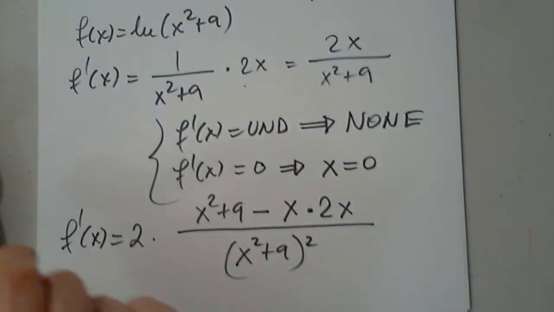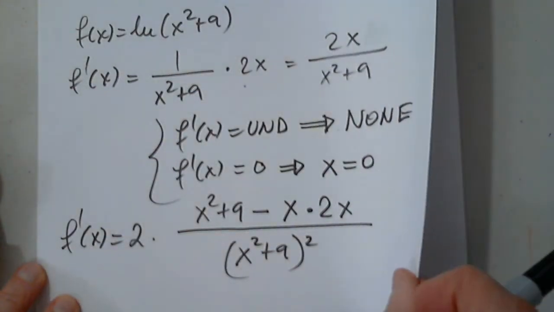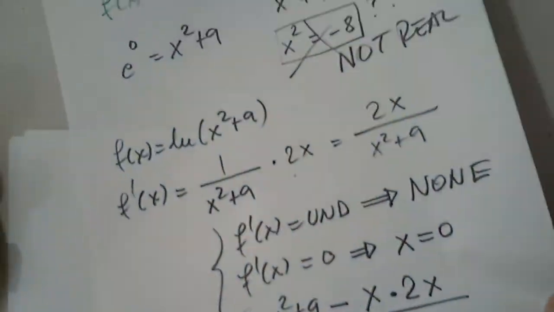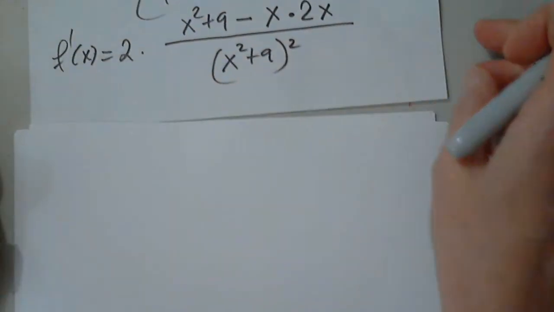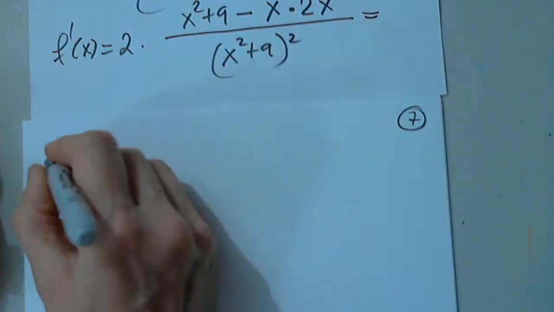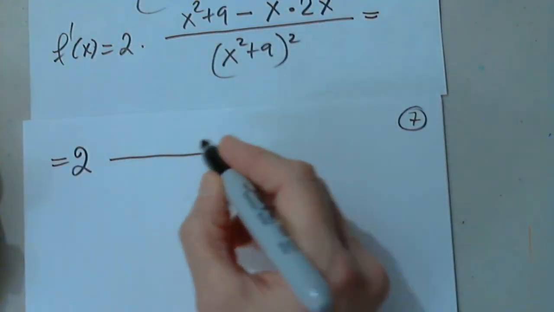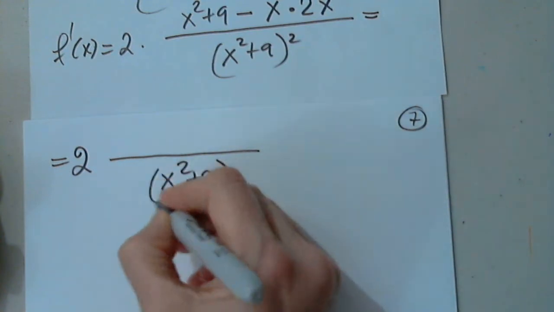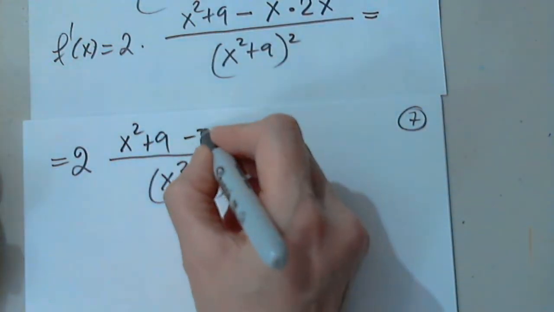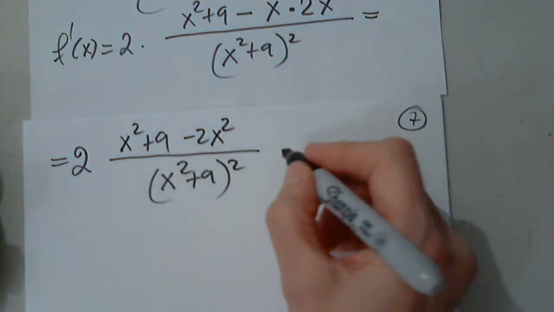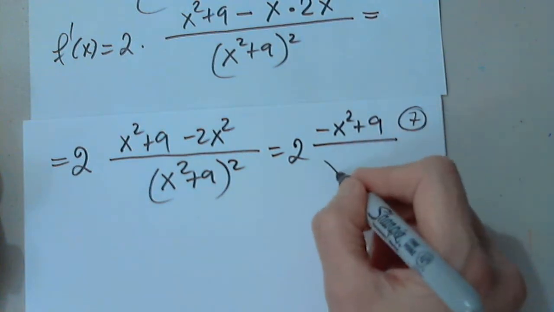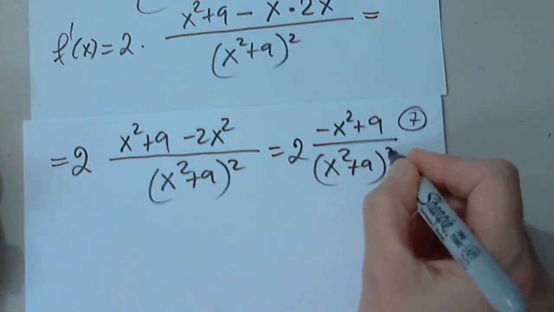Okay? See, my props are so valuable here. You should have your own props and cover this and that when you calculate something. It's easier. Okay. X squared plus 9 minus 2x squared, which is negative x squared plus 9 over x squared plus 9 squared.